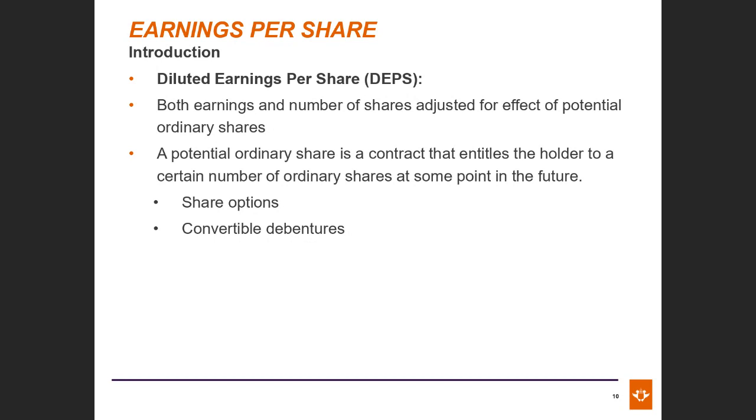So diluted earnings per share shows the effect of all the potential ordinary shares if the options were exercised and if the debentures were converted. So it is basically diluted earnings per share. Your earnings per share is diluted by all of the potential ordinary shares. Okay, so well done. I see you guys know what a convertible debenture is. So that is your diluted earnings per share.